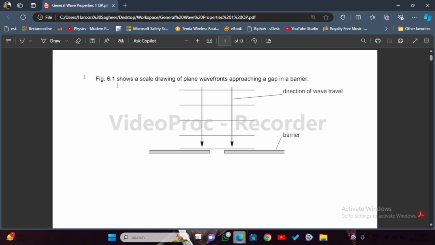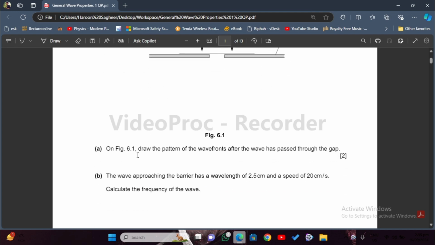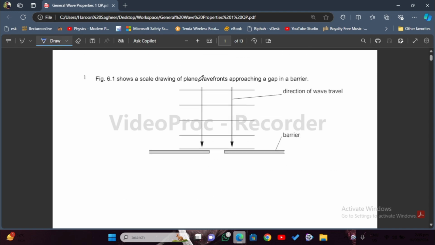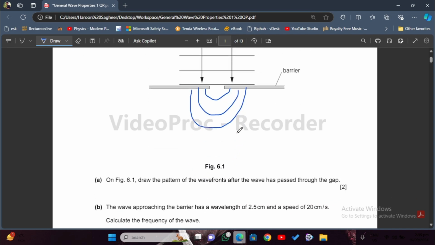We have question number 1 as there is a figure 6.1 and it shows a scale diagram of plane wavefronts approaching a gap in a barrier. So there is a barrier and there is a gap in it, and these are the direction of all the wavefronts. And it basically asks us to draw a pattern of the wavefronts after the wave has passed through the gap. Now we know that when a wave passes through a narrow gap, it spreads around it. So we would draw at least 3 wavefronts. So these plane wavefronts would be converted into these circular wavefronts. That's how it is done.